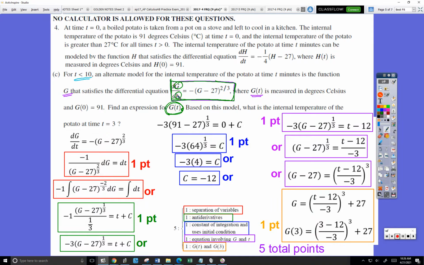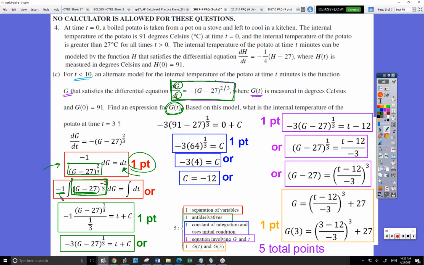So we separate, that gets us 1 point. We've got the output variable g on the left, the input variable t on the right. Now we've got to find the antiderivative of those. I didn't like trying to find the antiderivative with this in the denominator, so I moved it to the numerator. That makes the exponent negative. Now I can use the ax plus b version of the power rule. The a is just 1 though, so that'd just be 1 over 1.